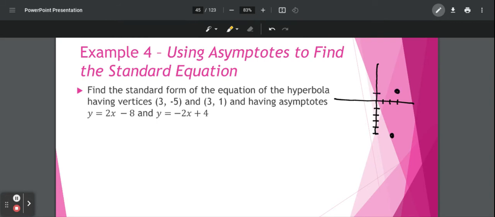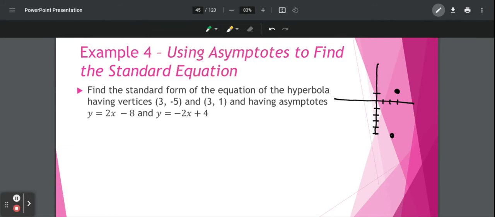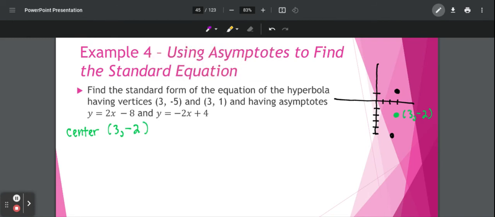So these are the vertices, which means then remember that the center is halfway between those. So between -5 to 1, that's 6, which means the center is going to be up 3 and down 3. So this is your center right here, which is going to be at the point 3, -2. Right, so if we know that the center is at 3, -2, then what else we could figure out too is your vertices or your a value.